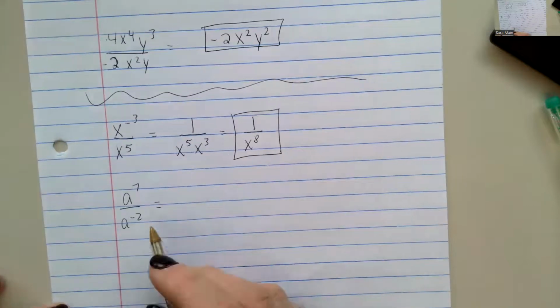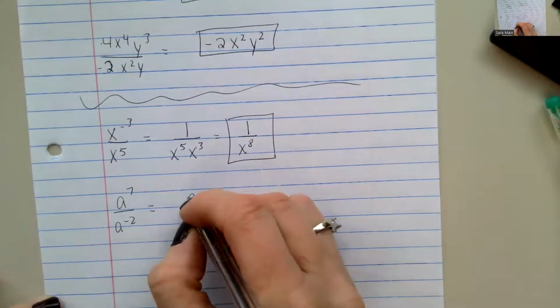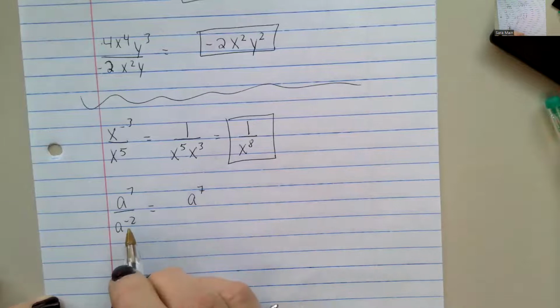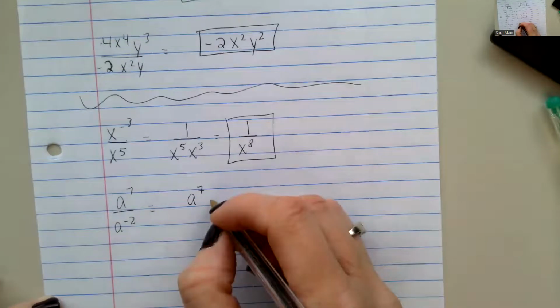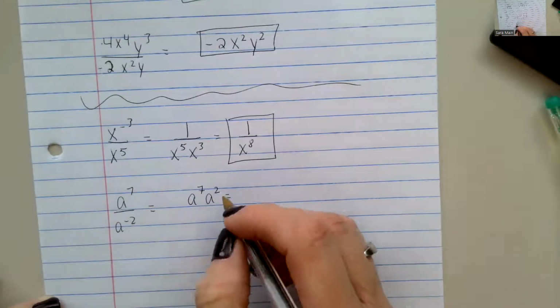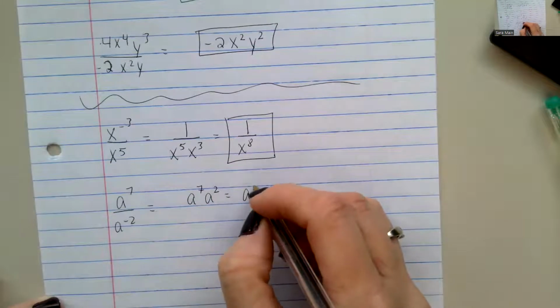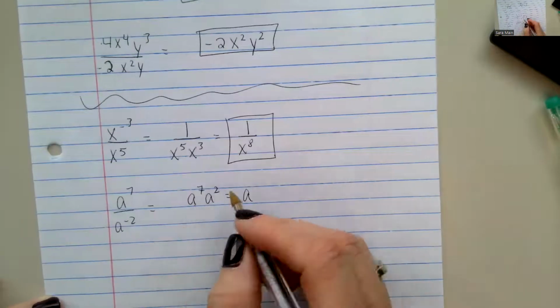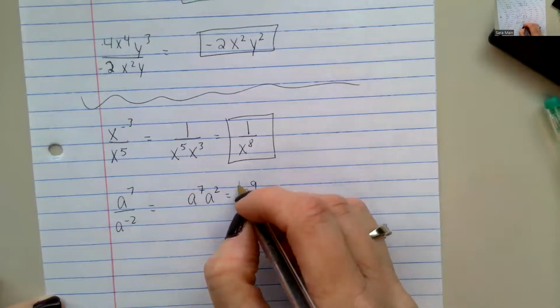Okay, so the next one, my a to the 7th is happy right where he is, and the a to the -2 is going to go to the top, so it can be a +2. And then I'm just going to combine because I have like bases, so I have 7 plus 2, so I have a to the 9th.